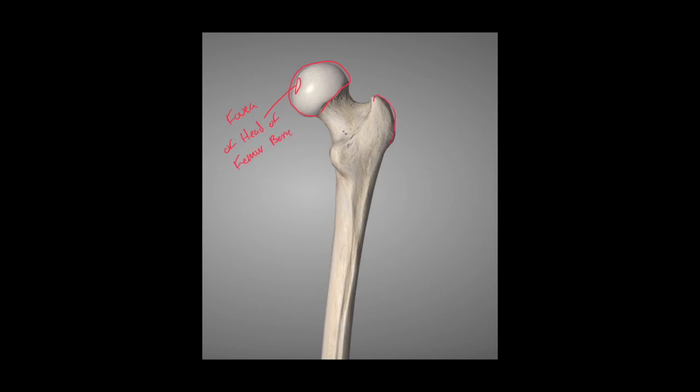Again, here's the greater trochanter and the lesser trochanter. On the posterior aspect, there is some sort of a lip or a ridge right here, and that's going to be called the intertrochanteric crest of the femur bone.